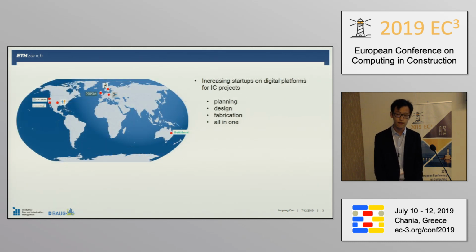So with this investment, there's an increasing number of startups. They are trying to develop digital platforms, or we call them configurators here, for industrialized construction projects. Some configurators, such as TestFit, Prism, and SpaceMaker, target the planning stage. Some configurators, such as Project Frog, focus on the planning and design stage. And Katerra's vision is to develop an all-in-one integrated platform covering the planning, design, and fabrication stages.